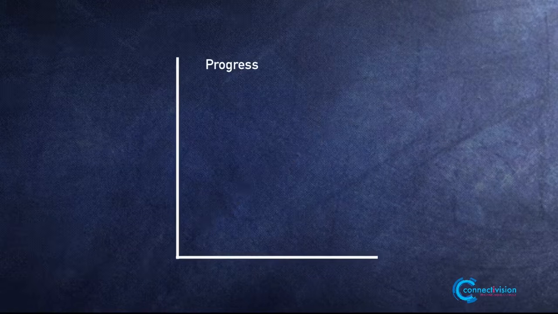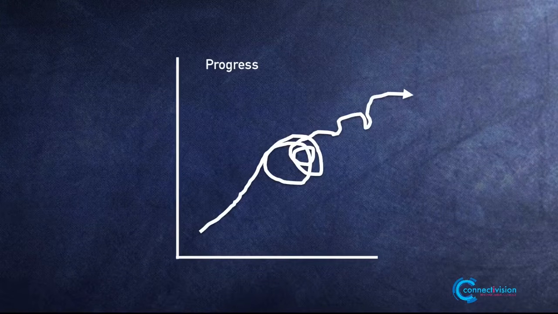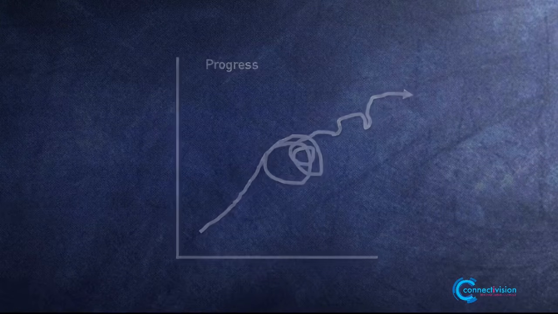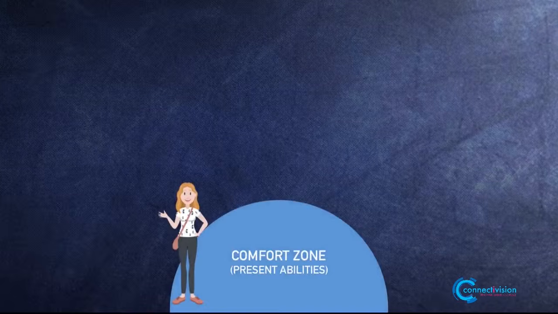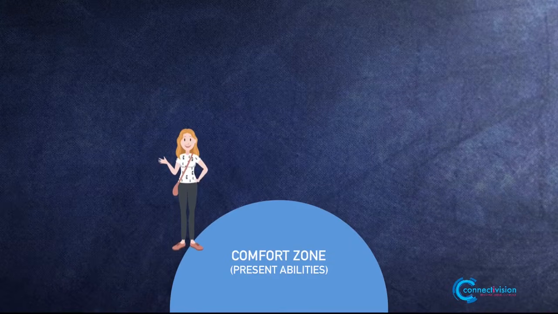But we know that it's not so perfect in practice. More often than not, it'll look something more like this. There's periods of growth, some setbacks and lots of going around a difficult section more than once. In order to learn effectively, it's been argued that we need to be presented with tasks that are just out of the reach of our present abilities.